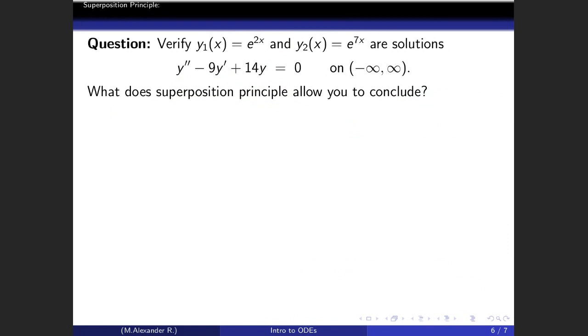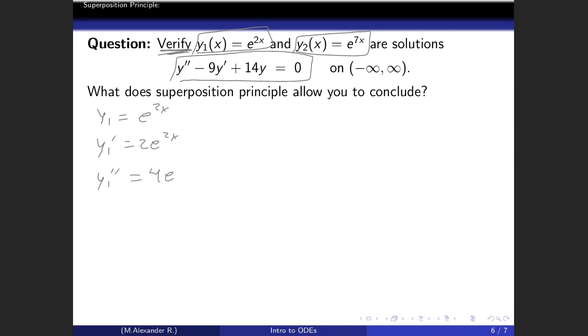So we have a y1 function and then a y2 function, and now we have a different differential equation. And again, this is a homogeneous differential equation. And so first we want to verify that these are solutions to the differential equation. And so let me just do this a little bit quickly. So y1 is e to the 2x, and y1 prime is 2e to the 2x. y1 double prime is going to be 4e to the 2x.